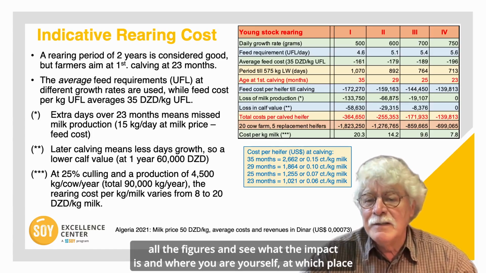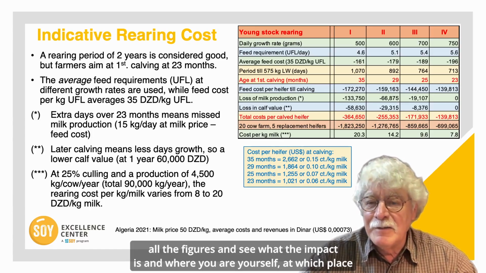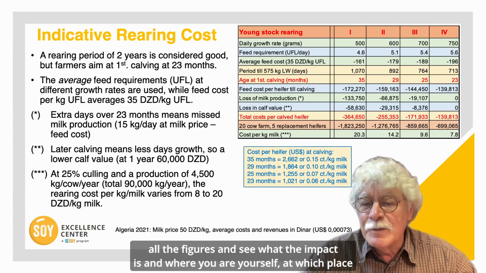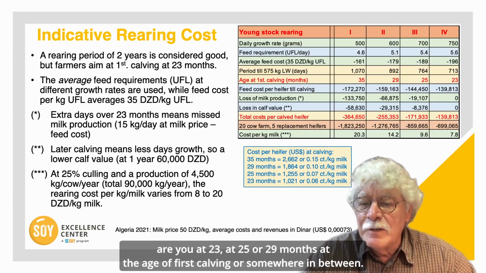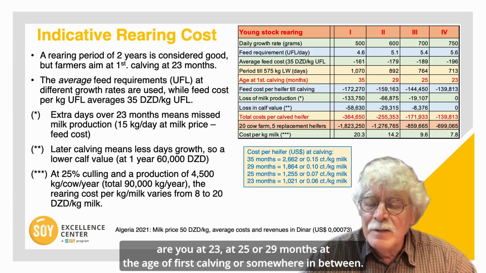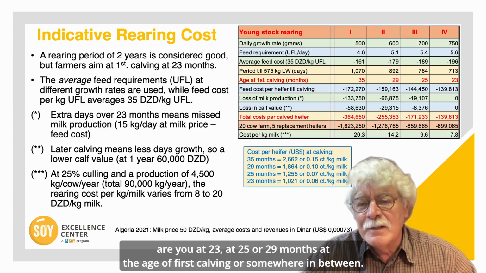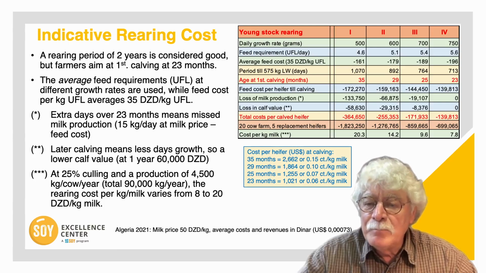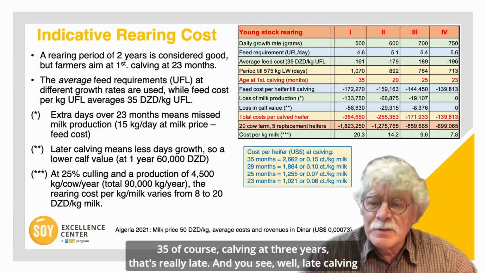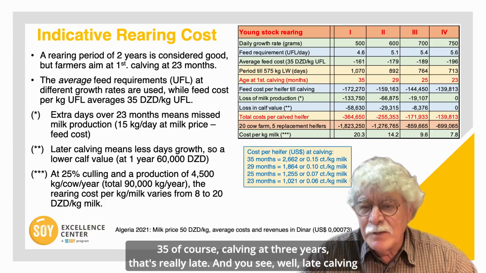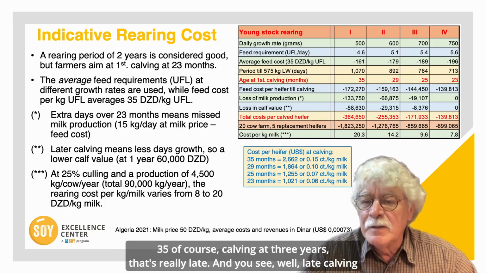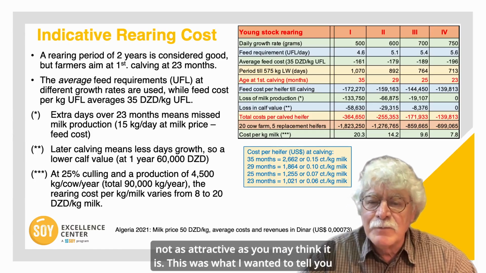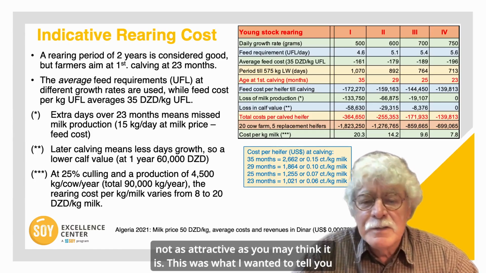So this is again a table that you will have to go through, all the figures, and see what the impact is and where you are yourself, at which place are you, at 23, at 25 or 29 months at the age of first calving, or somewhere in between. 35, of course, calving at 3 years, that's really late. And you see, well, it's not as attractive as you may think it is.